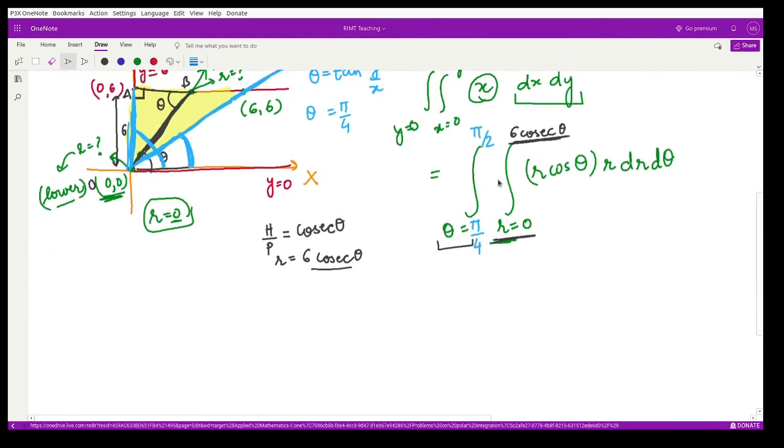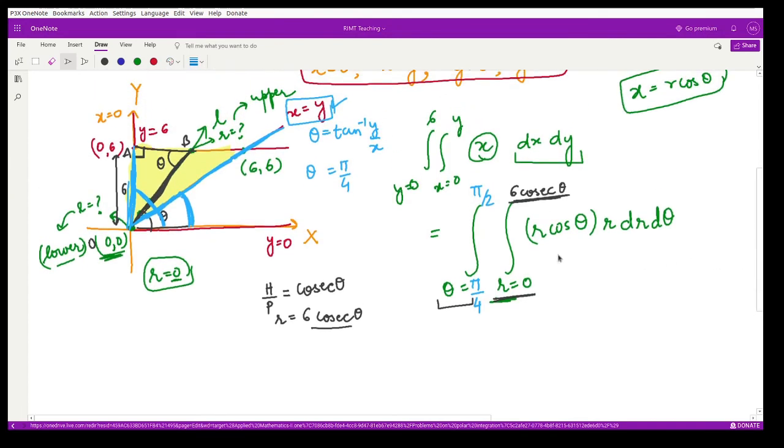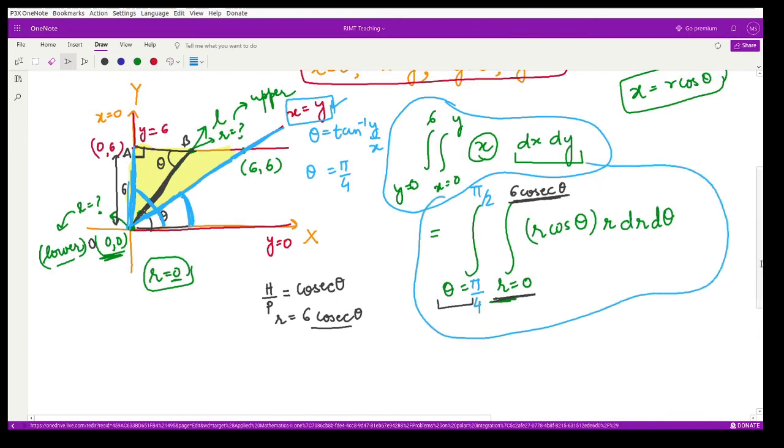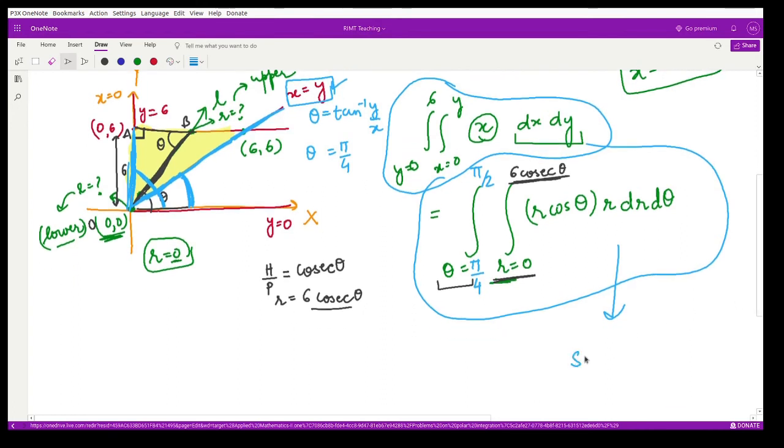So this is how you convert your given Cartesian integral to the corresponding polar integral. And now you can very easily solve this integral. I'm leaving this to you to solve. Let us now discuss the next question.